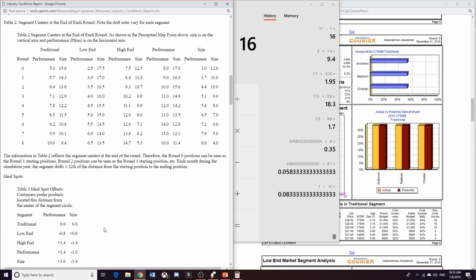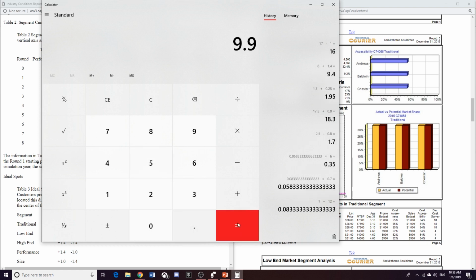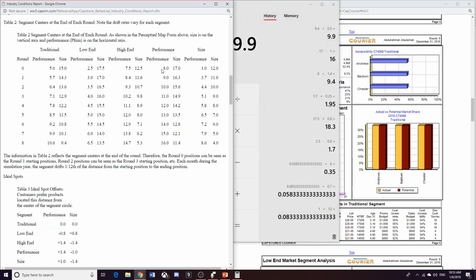So we say what customers want is actually 9.4, because 8 plus 1.4 plus 0.5 equals 9.9, right? So 9.4 plus 0.5 equals 9.9. So in the middle of round 1, customers are going to want a product that is 9.9 performance.